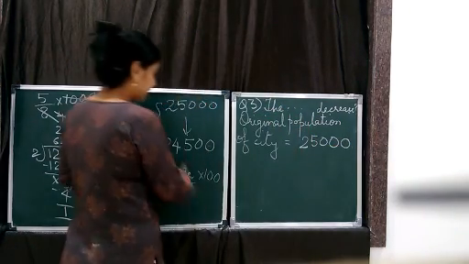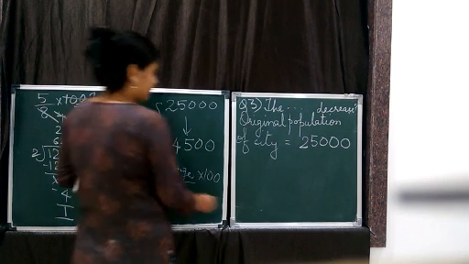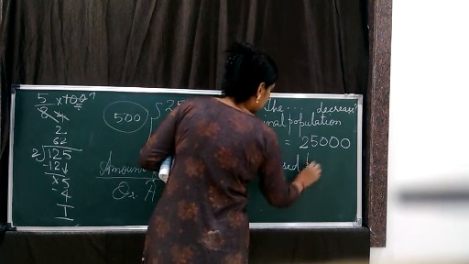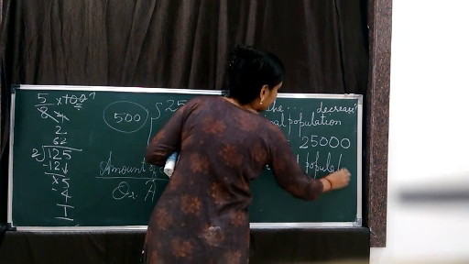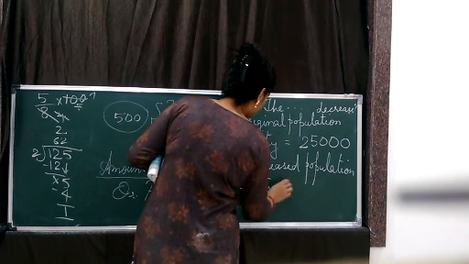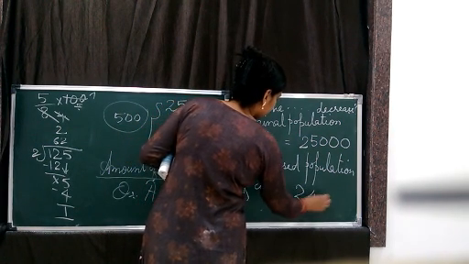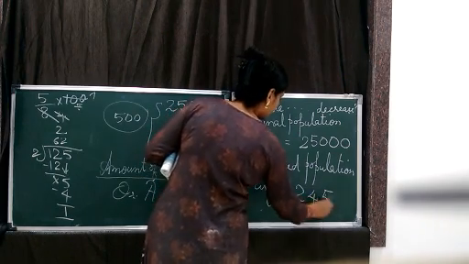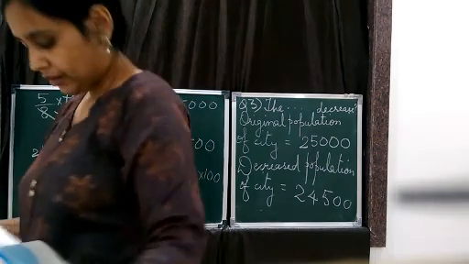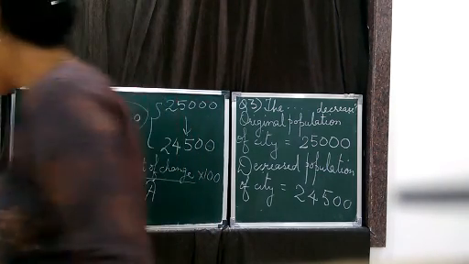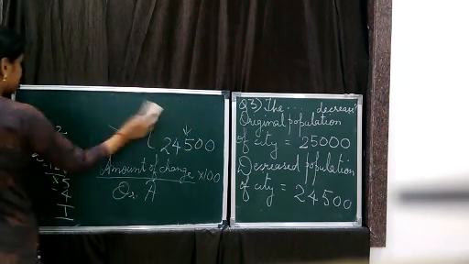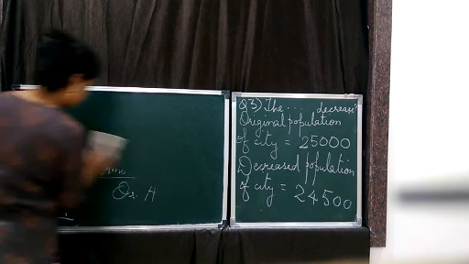Okay, then it decreased. So what is this? This is the decreased population of the city. So we write decreased population of city, that is how much? 24,500. Now what do we have to find? What should be the third statement? What is the percentage decrease? So now we write the percentage decrease or the decreased percentage.